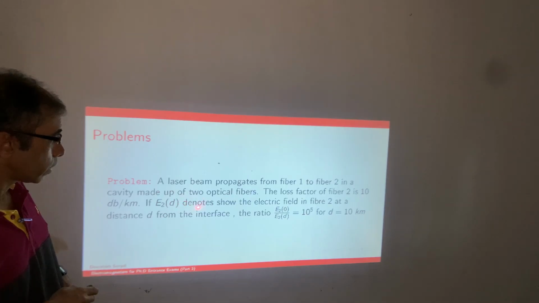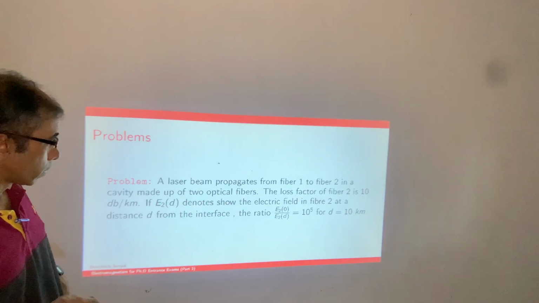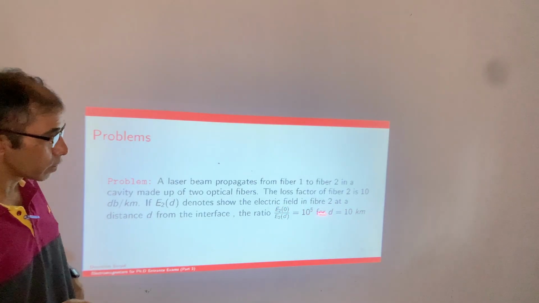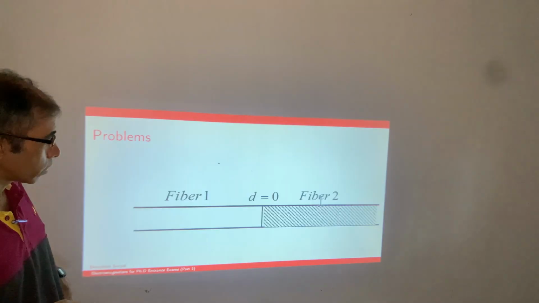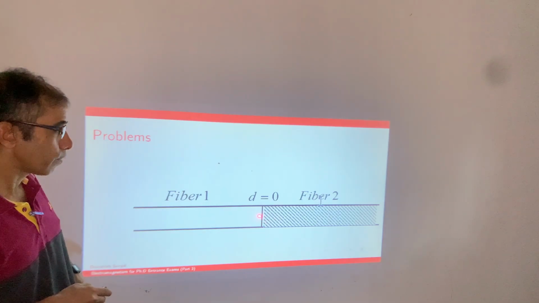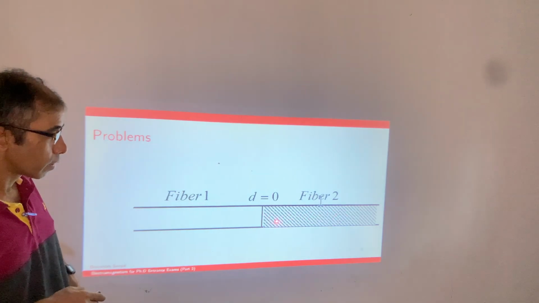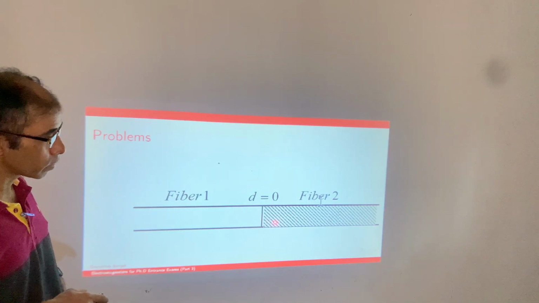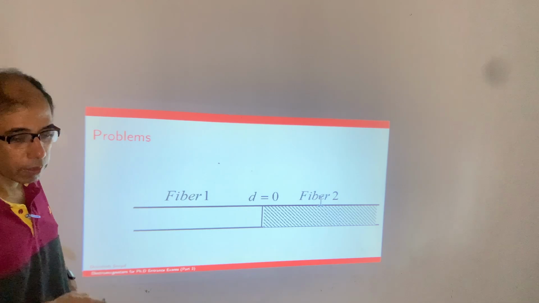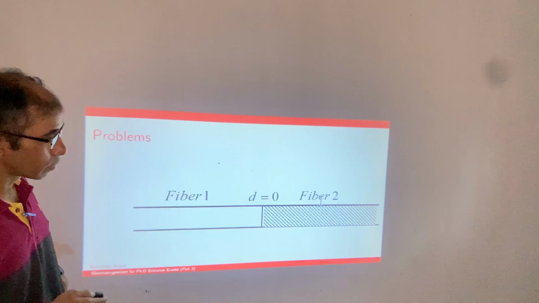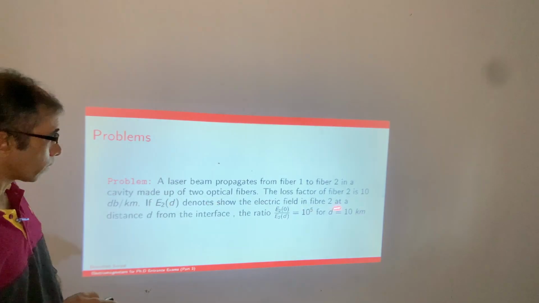Right? So E_d is defined. So we have to show that the ratio E_0 by E_d is 10 to the power 5 when d is equal to 10 kilometers. So this is fiber 1, fiber 2. So what's happening as the wave is propagating? There is attenuation, so this is loss of energy. So when it goes a distance d, the intensity has already decreased, and this is given.